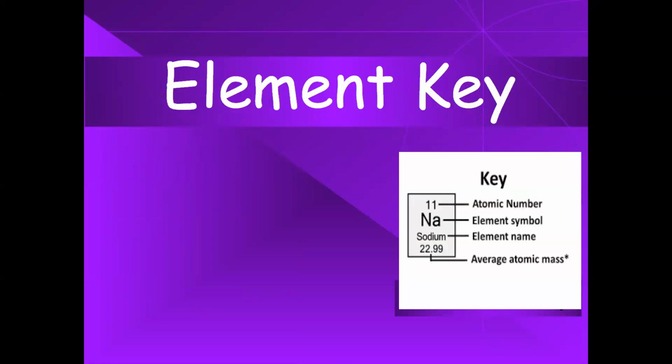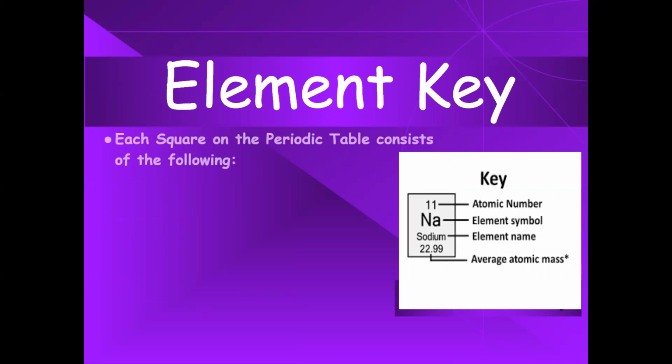Let's look at our element key. Our element key tells us exactly what's in each box. Some periodic tables have a little bit more, some have a little bit less, but let's go over the 4 main ones that we should know. The atomic number, the top number, that's the number of protons in the nucleus. That's its definition. But as we know, if an element is stable or neutral, the number of protons must equal the number of electrons. So for the element sodium, if it's neutral, it also has 11 electrons.